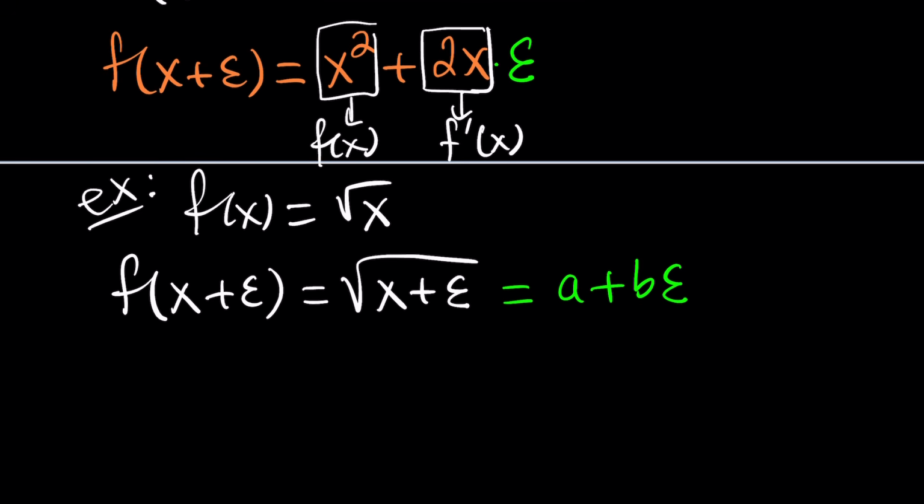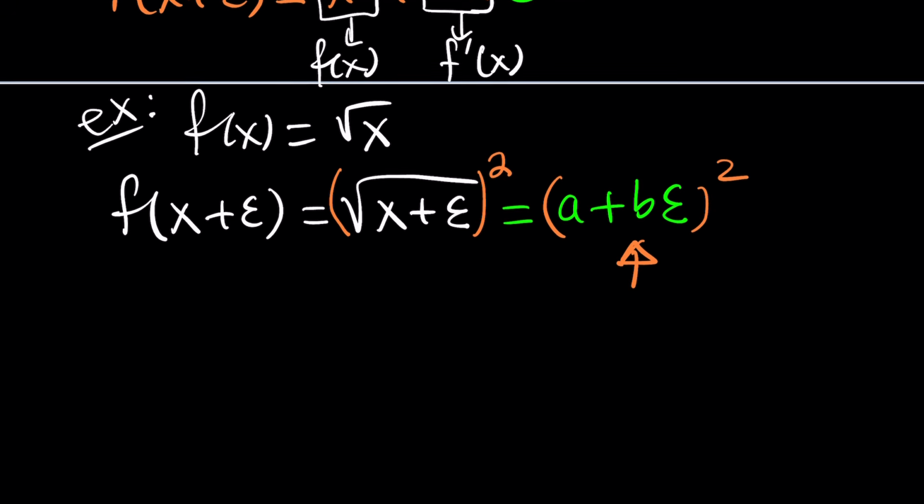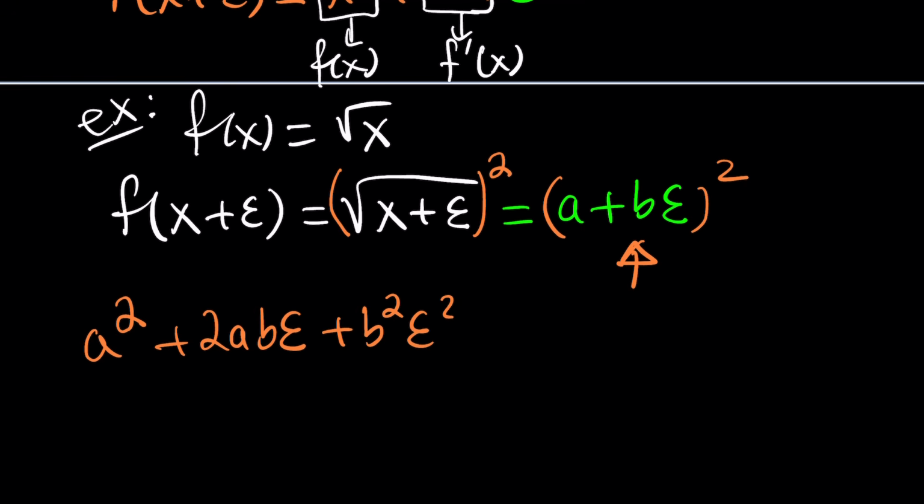And then guess what we're going to do? We're going to square both sides. But when you do square both sides, I want you to write this first, because we want to find the values of a and b from here, because our goal is to find the square root of x plus epsilon, right? So let's go ahead and square the right-hand side. A squared plus 2ab epsilon. You've done this before, so you know the drill. And then b squared epsilon squared. And the right-hand side is just going to be x plus epsilon.